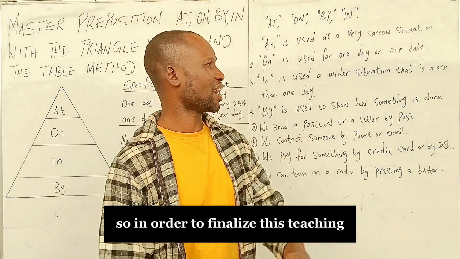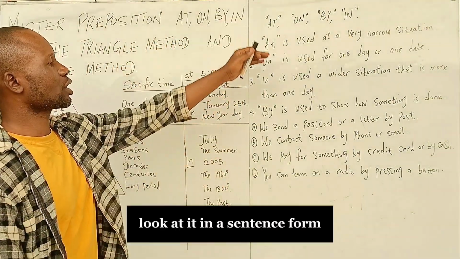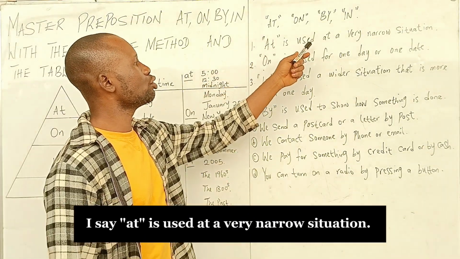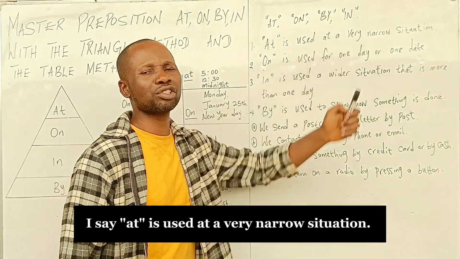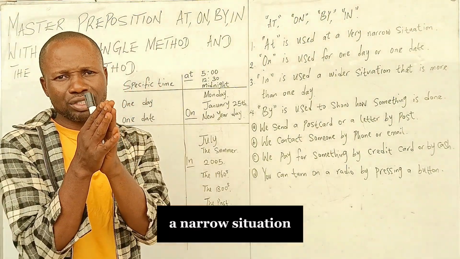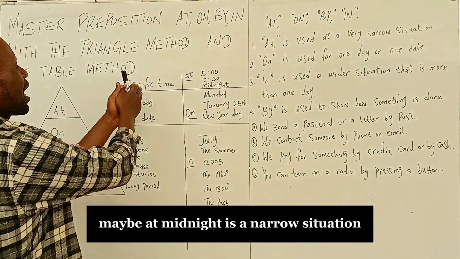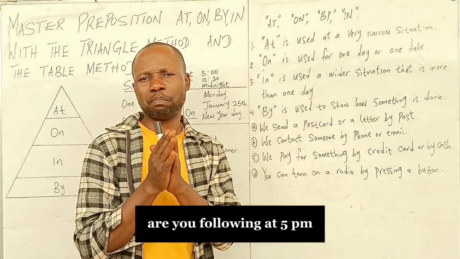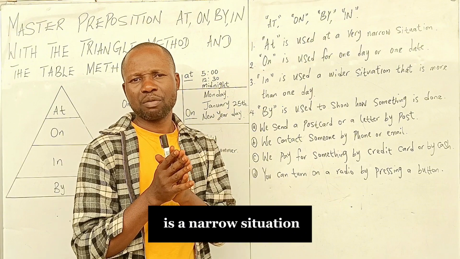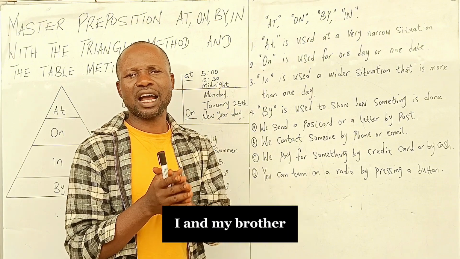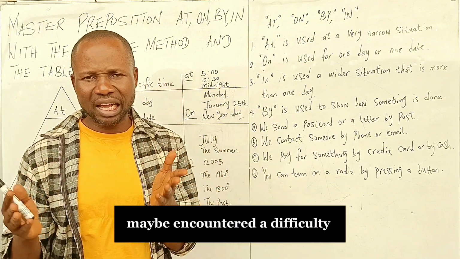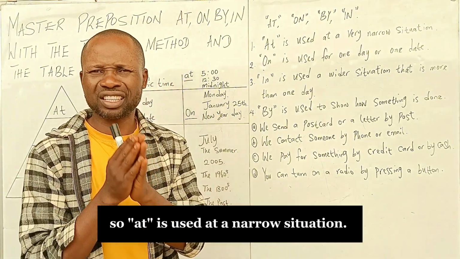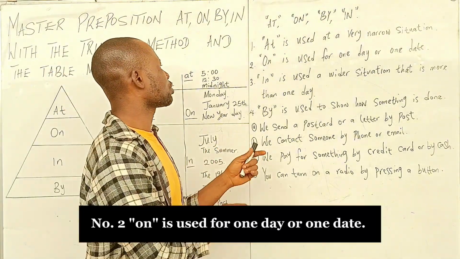So in order to finalize this teaching, let's quickly look at it in sentence form. I say at is used in a very narrow situation. If you look at maybe at midnight, it's a narrow situation. Are you following? At 5 p.m. is a narrow situation. Maybe at 5 p.m., I and my brother encountered a difficulty. So at is used for what? A narrow situation.